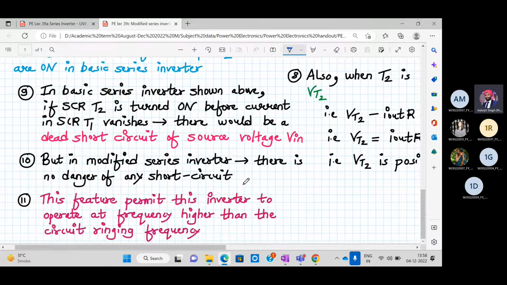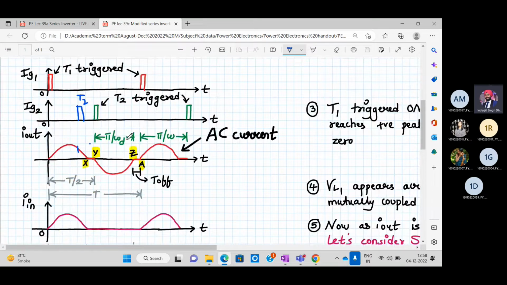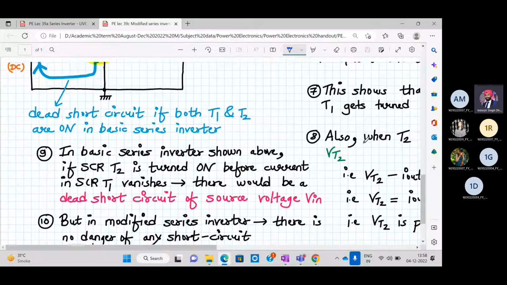Okay. So also this feature will permit the inverter to operate at a frequency higher than the ringing frequency. So earlier what was happening, omega was less than omega D, but in this case omega can be more than omega D. So in that way, your omega can be much greater than omega D. That means you can operate at a much higher frequency. So that high frequency operation drawback which was there in basic series inverter is also addressed over here. Alright, so this is the working of modified series inverter.